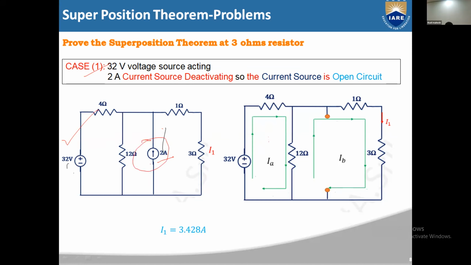When deactivating a source, you have to see whether it is a voltage source or a current source. Tell me, is it a voltage source or a current source? Current source, so open this one. Here, A, B, for example. I am opening this one. So we have formed two loops. One loop is with 32 volts, 4 ohms, and 12 ohms. Another loop is 1 ohm, 3 ohm, and 12 ohms. This is another loop. So find out the current across the 3 ohms.